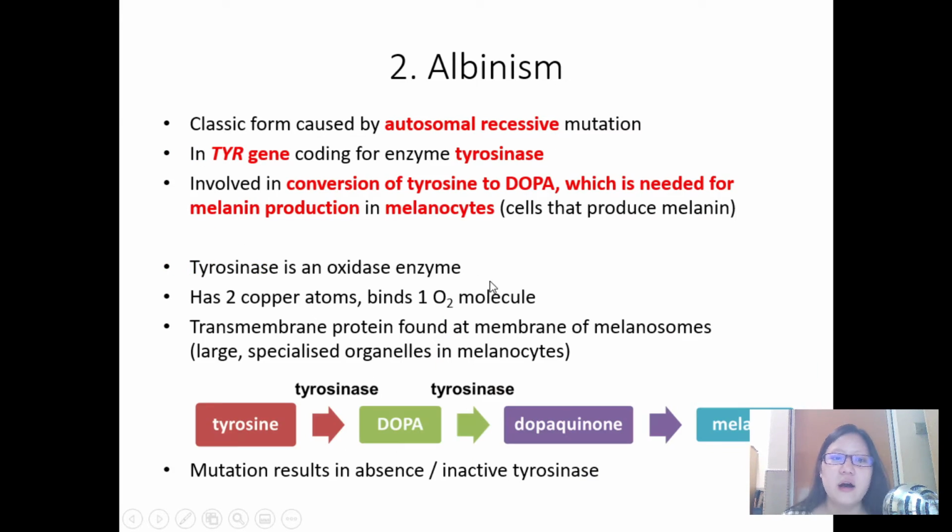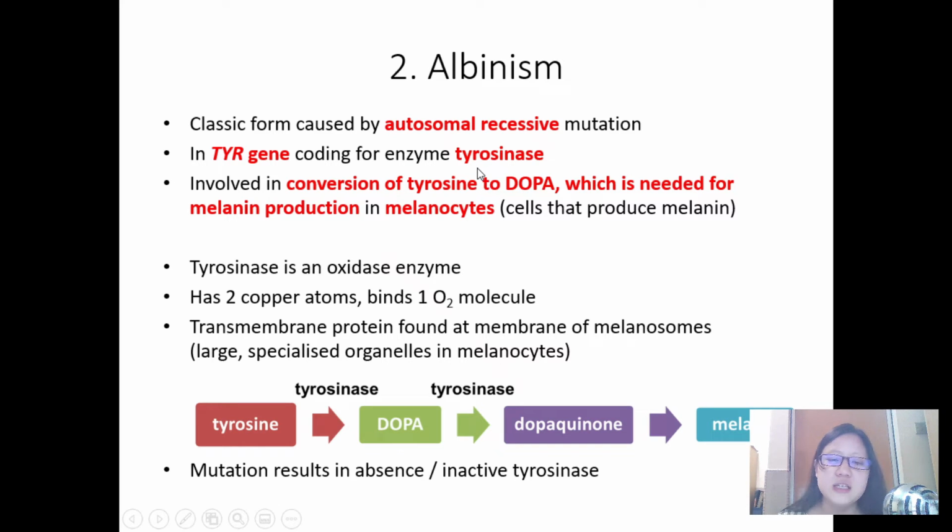Anyways, what causes the disease, as we said, is an autosomal recessive mutation, specifically in this gene called TYR, see italics, right? And this gene codes for the enzyme tyrosinase. Tyrosinase is an enzyme, it's a protein, yeah?